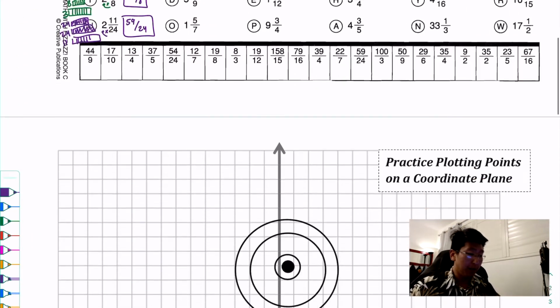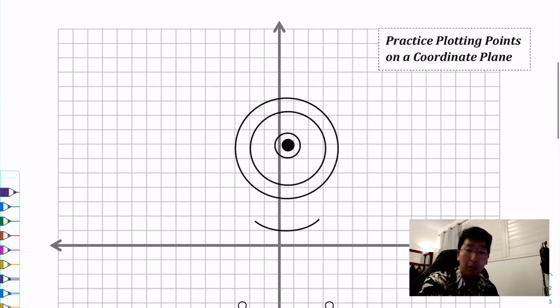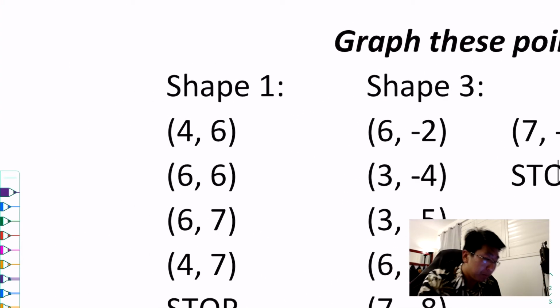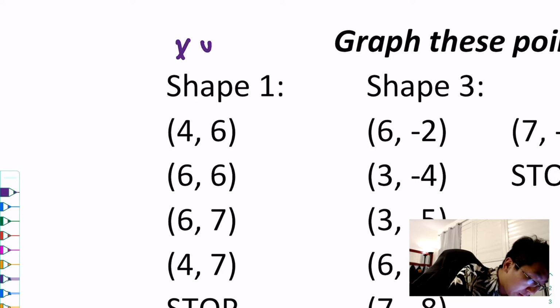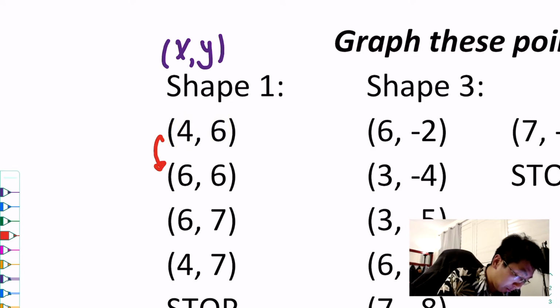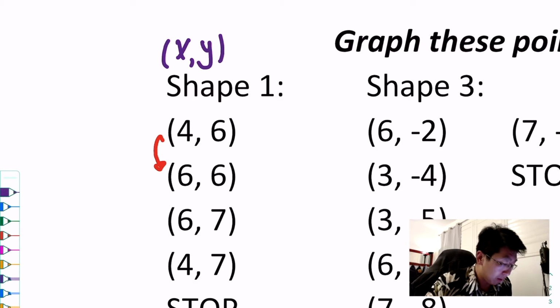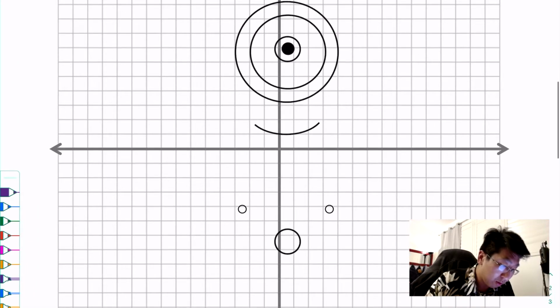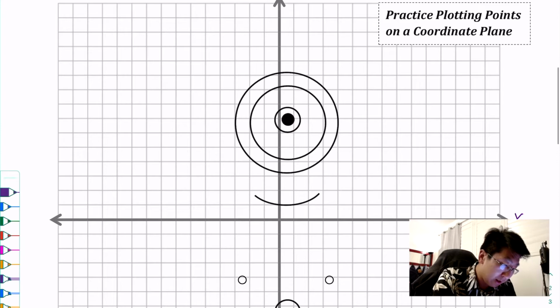All right, and then the second part of the assignment is going to be plotting points on a coordinate plane. So we talked about this. We have an x and y value. X comes first. So I'm going to plot this point and then draw a line to this next point. I'll show you what that means in just a second. First thing I need to do is label my x and y axis.